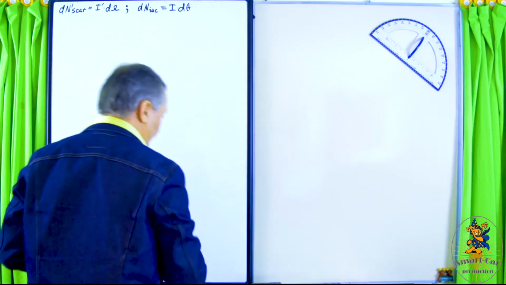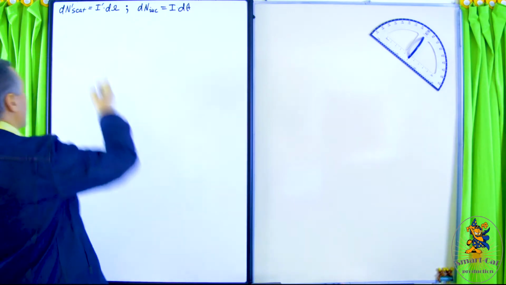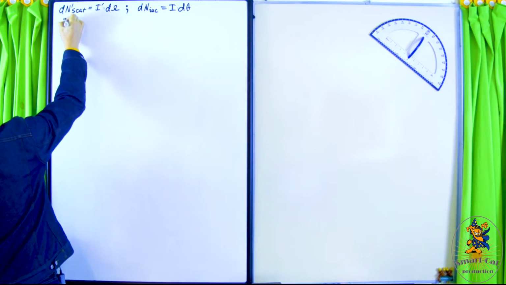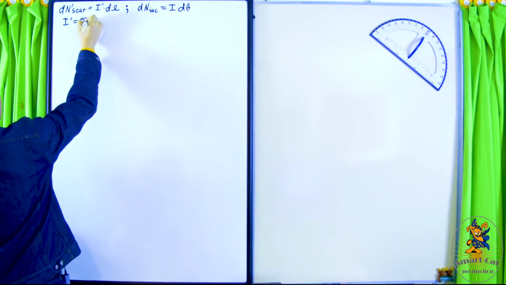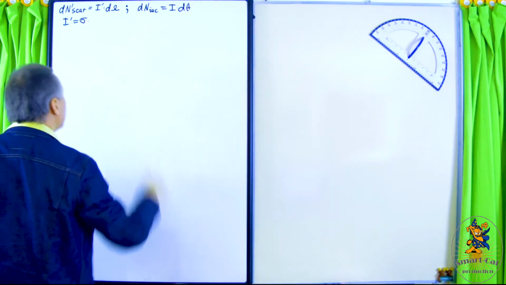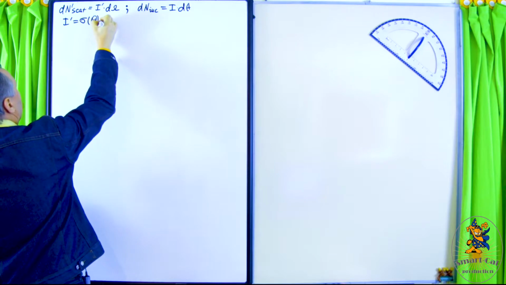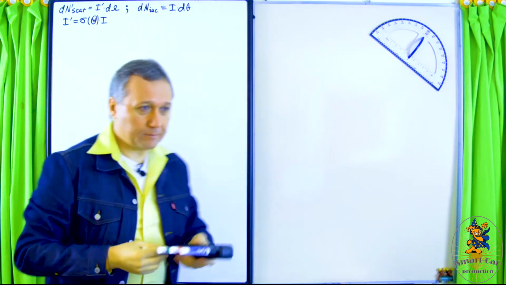Okay, so then we introduced the differential cross section, and we introduced it in this way. I prime equals sigma. You know what? Let me write the dependence. Of course, this sigma will eventually depend on theta, on the scattering angle, times I. And a few words about this.